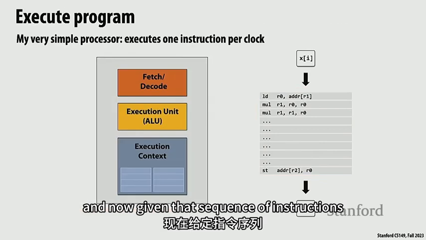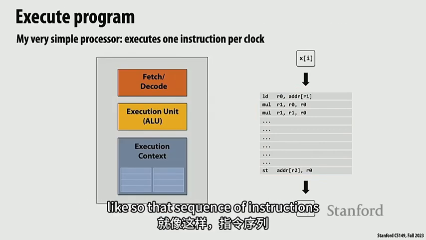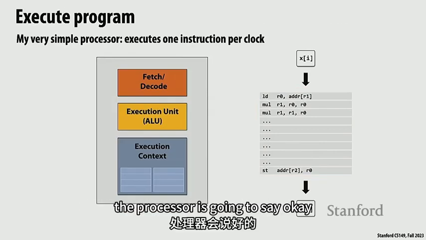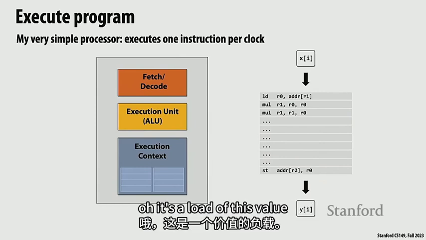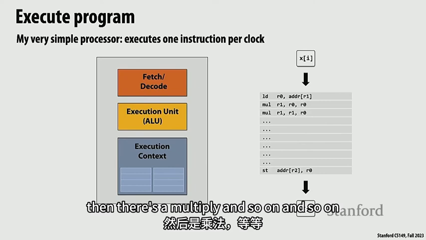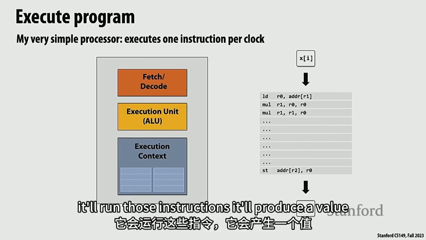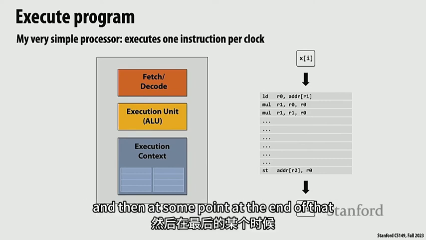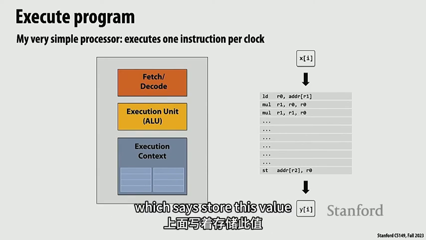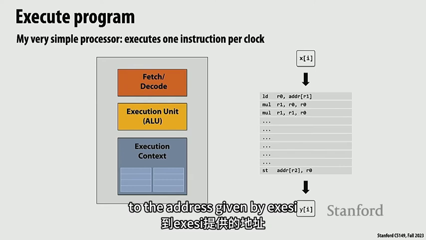And now, given that sequence of instructions, we're going to execute it. The processor is going to say, okay, what's the next one? Oh, it's a load of this value, then there's a multiply, and so on and so on. It'll run those instructions, it'll produce a value, and then at the end of that there will be a store instruction, which says store this value to the address given by y sub i.